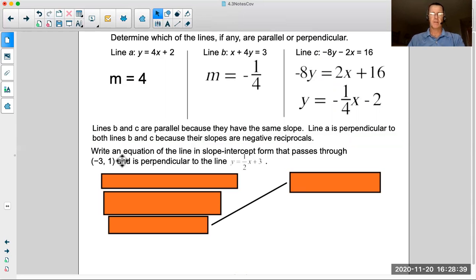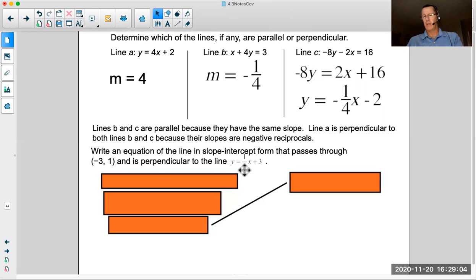Okay, let's try this next problem. Write an equation of the line in slope-intercept form, y = mx + b, that passes through (-3, 1) and is perpendicular to the line that has this equation. Did they give us a point? Yes, (-3, 1). Did they give us the slope? Well, not directly, but we can figure it out. What's the slope of this one? It's in slope-intercept form. Hopefully you said 1/2.